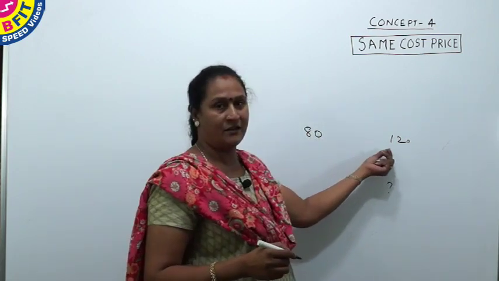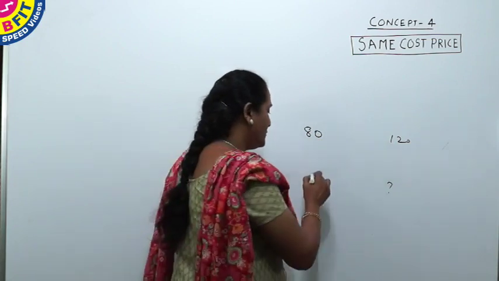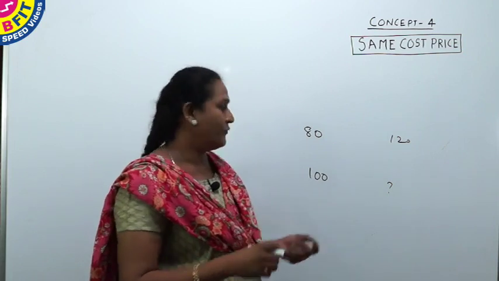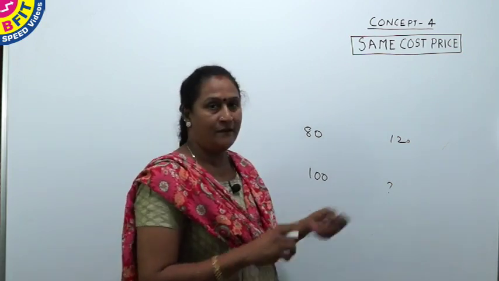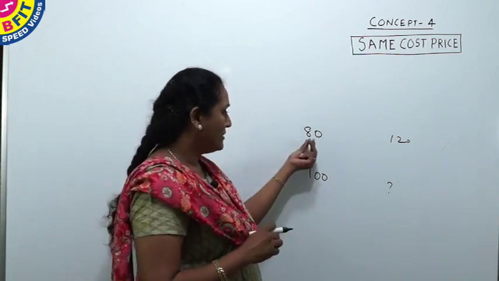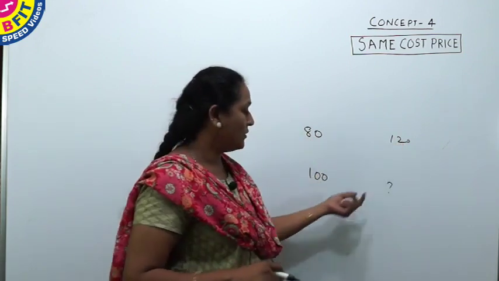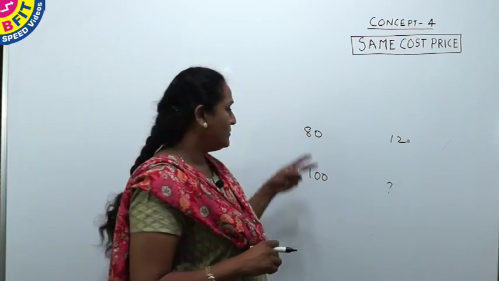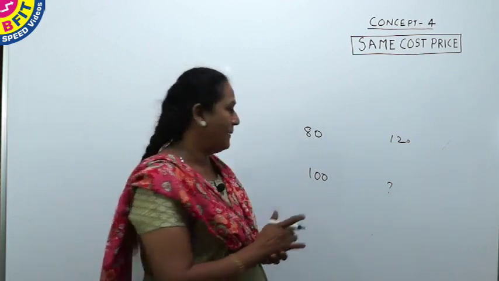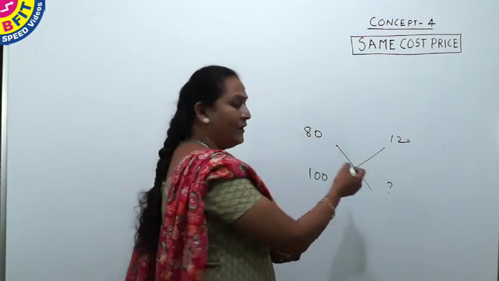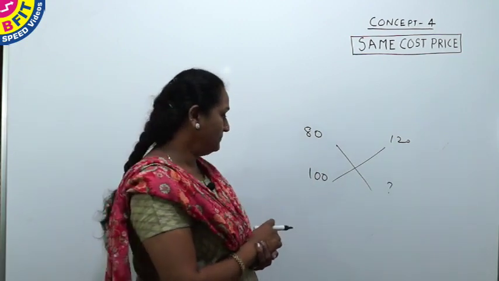So we add that 20 with 100 and write here. If it is sold without any discount, that means if it is sold for the same 100, what is the gain percent? For this selling price, 20% profit. For 100 rupees selling price, what is the profit percent? In this concept, the cost price is the same. So as we did earlier, just by cross multiplying, we can find the profit percent.